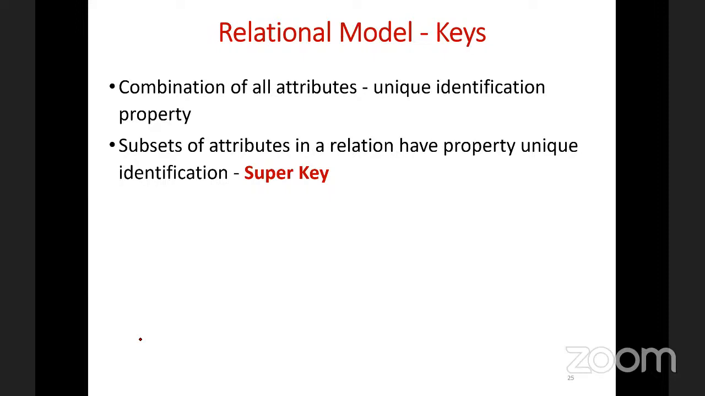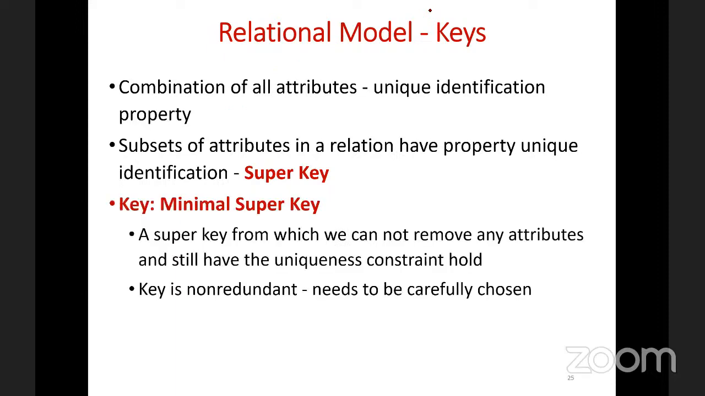Right? It might be possible that two students are living in the same place. So it does not have this uniqueness property, and this is not a super key. Any subset of attributes in a relation which has the property of unique identification is called a super key. Now, what is a key?